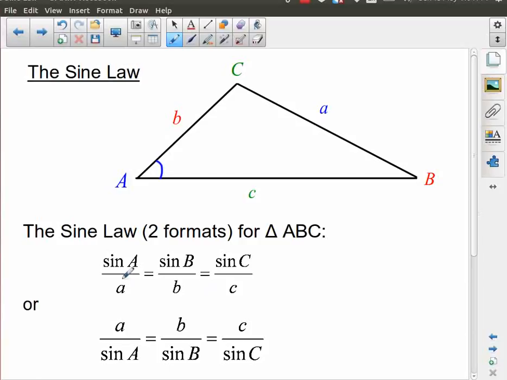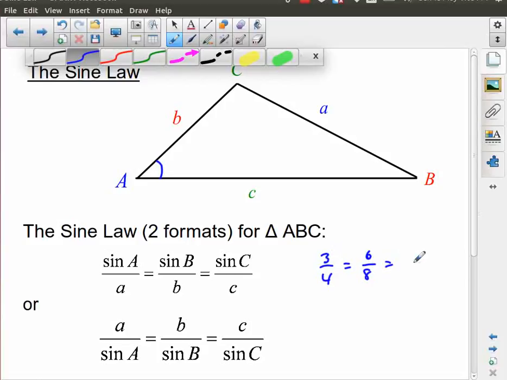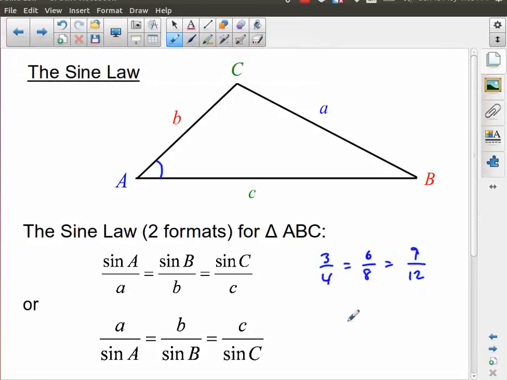These ratios can be flipped over and it still applies, just like if I said 3 over 4 is equal to 6 over 8 is equal to 12 over 24. Those are all true statements. They're not all true statements. I've messed them up, haven't I? I messed up this last one. Let's try that again. Let's say 9 over 12. That works a little bit better. Now this is a true statement. Apologies for that. I can flip this over and it's still true.